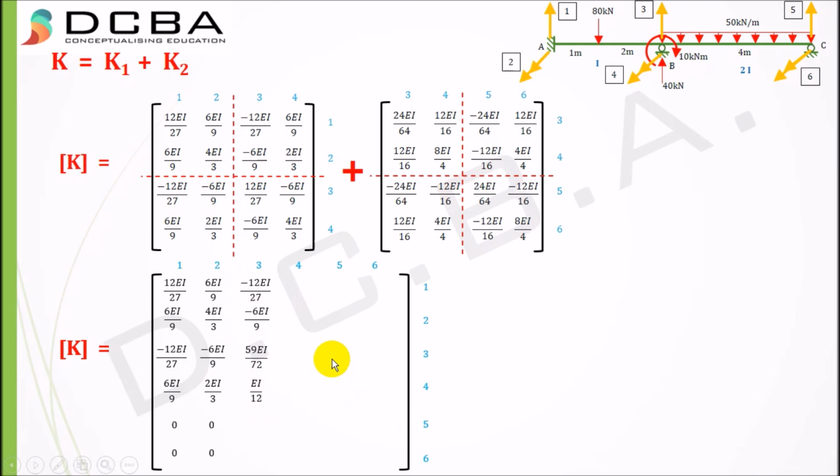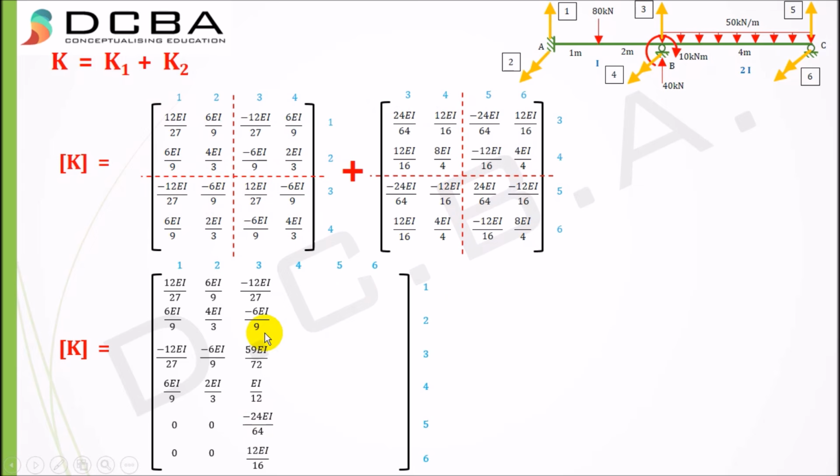Fifth row third column: there is no fifth row third column in matrix 1, but there is fifth row third column in matrix 2. So it is minus 24 EI by 64. Sixth row third column, not in matrix 1, but it is in matrix 2, 12 EI by 16.